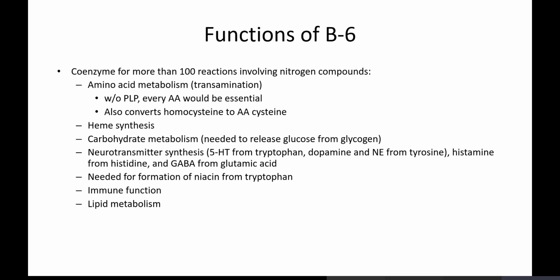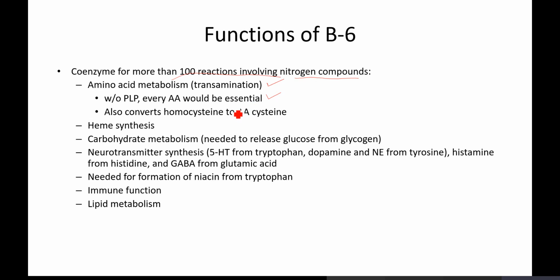Now, what are the functions of pyridoxal phosphate or this enzyme? It acts as a coenzyme for more than 100 reactions involving nitrogen compounds, such as amino acid metabolism, called transamination. For PLP, every amino acid would be essential. PLP, the coenzyme of vitamin B6, is attached to the epsilon amino group of lysine in the enzyme, and PLP is closely associated with many amino acid metabolism reactions. There are so many reactions that occur because of PLP.